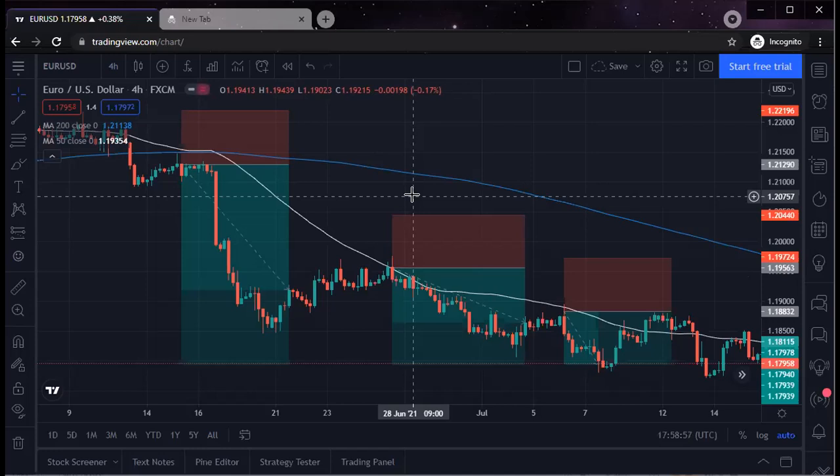$5,860. Let's say you are trading 2 lots. You have enough equity in your account and you are trading 2 lots. So with 2 lots it's $20 per pip. So times $20, that's going to give you 11,720.